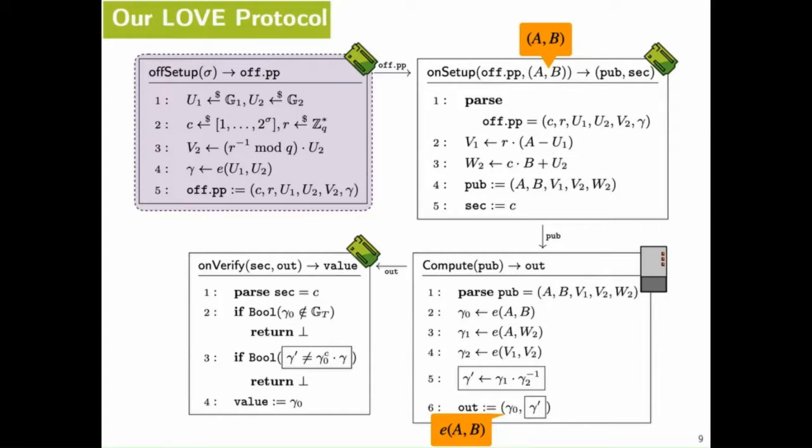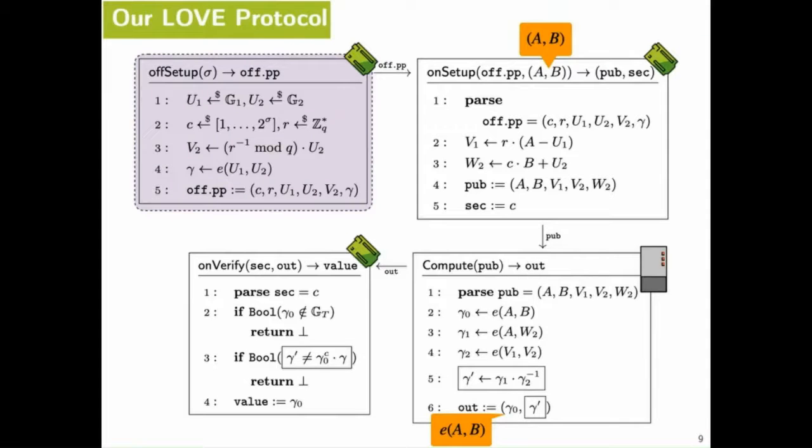The main change, though, on the onVerify comes in line 3, where we do a slightly different equality or inequality check. Since in LOVE we have one less gamma to play with, it's going to just be gamma prime. We are checking if gamma prime satisfies a specific combination between gamma 0, which is the pairing that we ask to outsource, and gamma, which is something that the client keeps a secret, and it has been computed on line 4 of the offline setup.